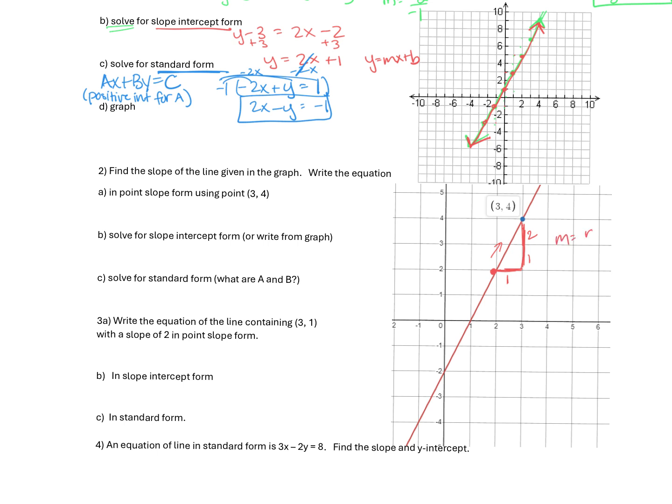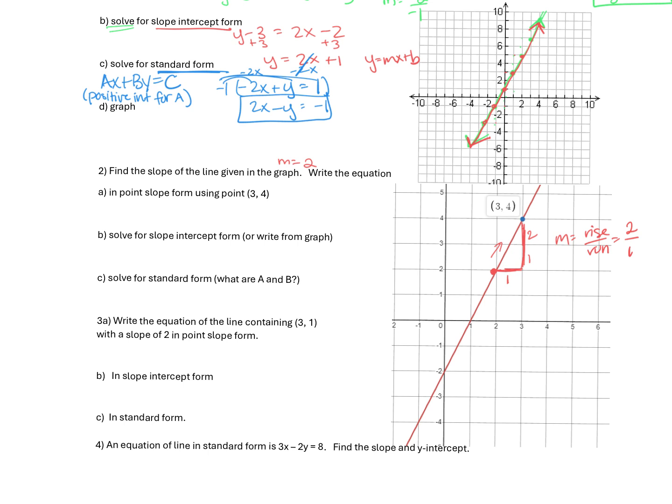So slope is my rise over my run. In this case, that's up 2, while my horizontal movement was a positive 1 to the right. So I would get my slope is 2. So then it says, write the equation in point slope form using (3, 4).